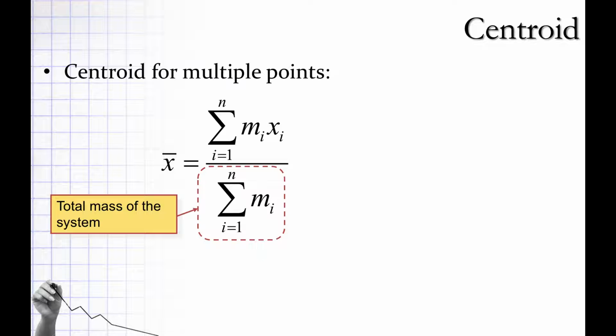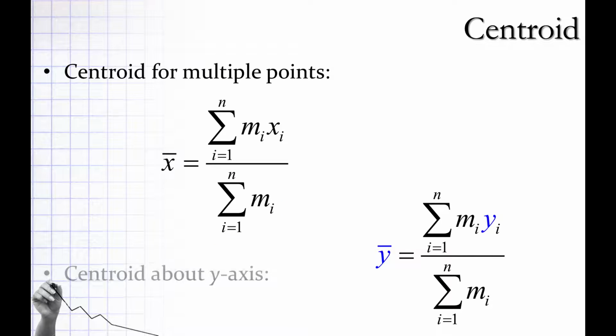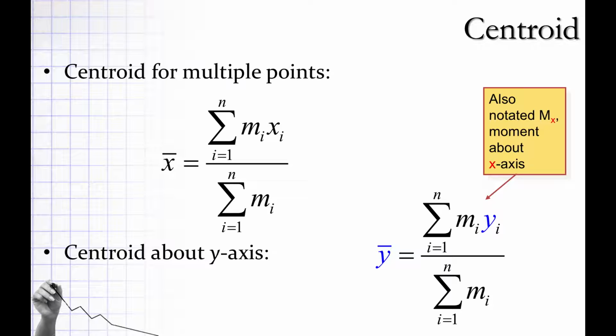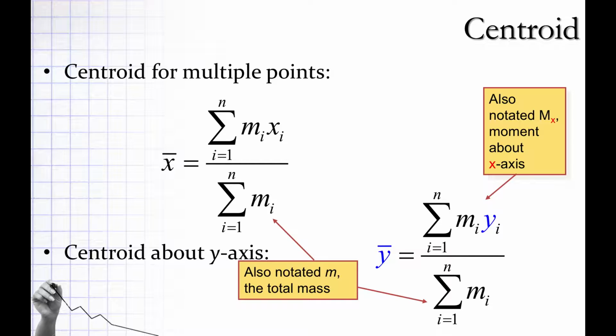You just replace x with y. Okay, you just replace x with y. So that is going to be the moment about x, where we're finding all of the distances from the x-axis, which we think of as y. And then of course you are also going to divide by the total mass.